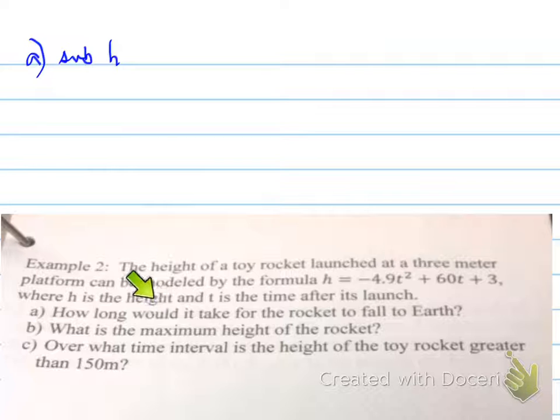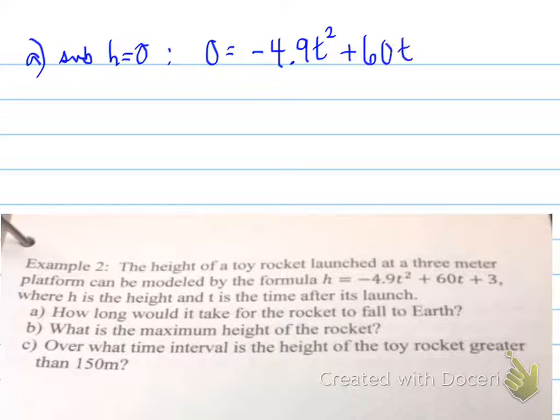So we're looking at height in meters because it says 3-meter platform, and t is the time, and let's say it's in seconds. So how long would it take for the rocket to fall to the earth? What is this question asking? Well, this question is asking, at what time is the height 0? So the height is 0 at 2 specific times.